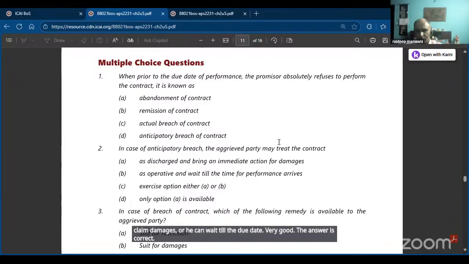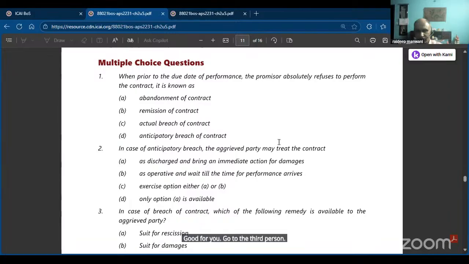Good, Shreya. Go to the third person. Choose quickly, Miss Sana. Sir, Pavan VK. You're there, Pavan?